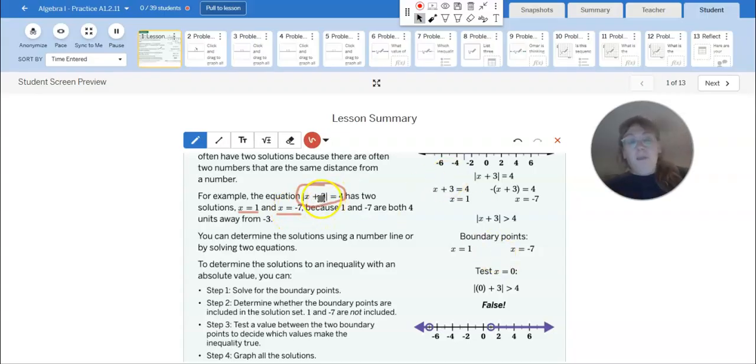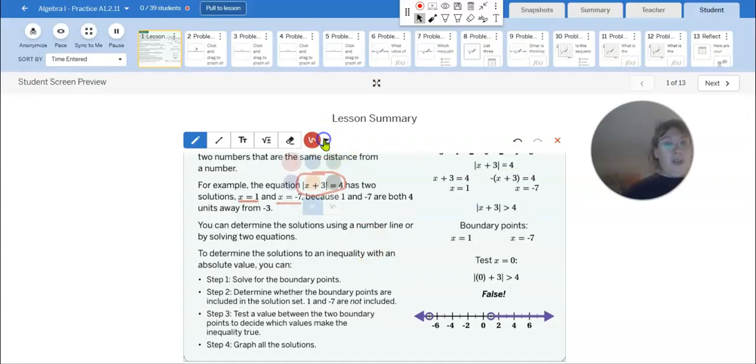1 plus 3 is 4. The absolute value of 4 is 4. And -7 plus 3 is -4, and the absolute value of -4 is 4. So we can determine the solutions using a number line, or we can also solve two equations. To determine the solutions of an inequality with an absolute value, we can solve for the boundary points and determine whether the boundary points are included or not included, and then test values between the two boundary points to decide which value makes that inequality true. And then we can graph all of our solutions.